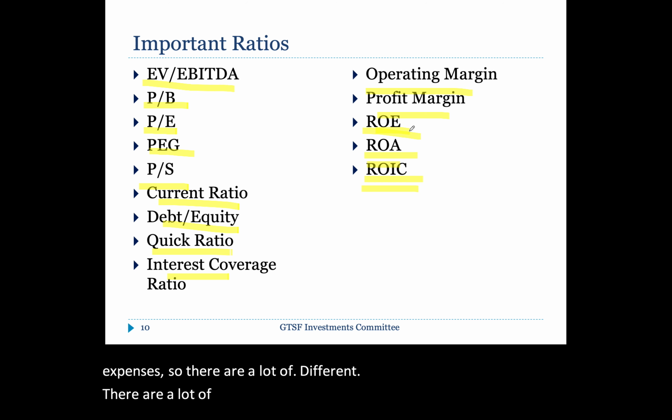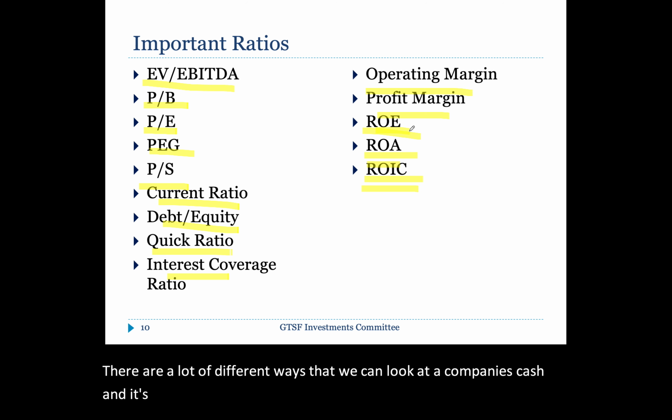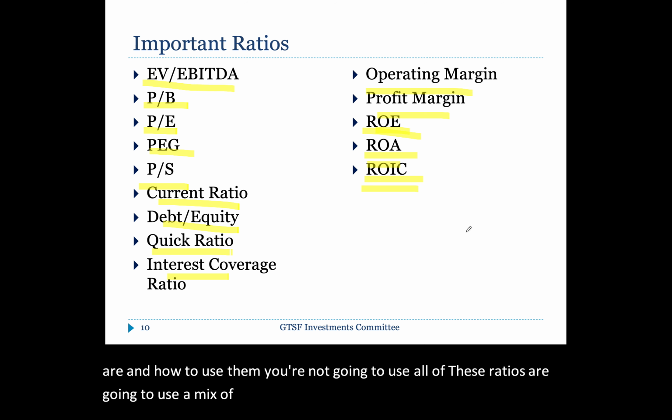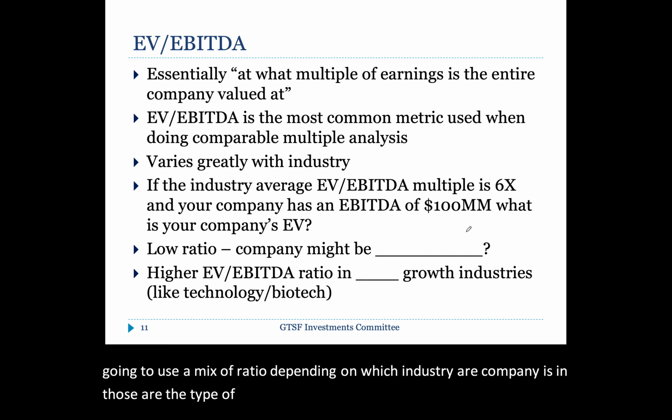ways that we can look at a company's cash, and it's very important for us to understand what those different ratios are and how to use them. You're not going to use all of these ratios. You're going to use a mix of ratios depending on which industry a company is in. Those are the type of ratios you're going to be using. So let's jump into these ratios very, very quickly.